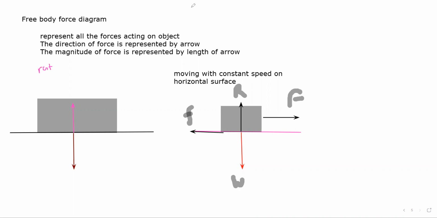And if this object was accelerating on the horizontal plane, how do we represent the free body force diagram for this object, say it is accelerating towards the right-hand side? In that case, the force which is causing the motion is higher as compared to the force which is opposing the motion. The weight is acting down.